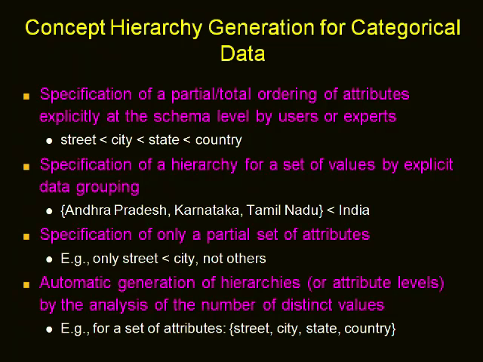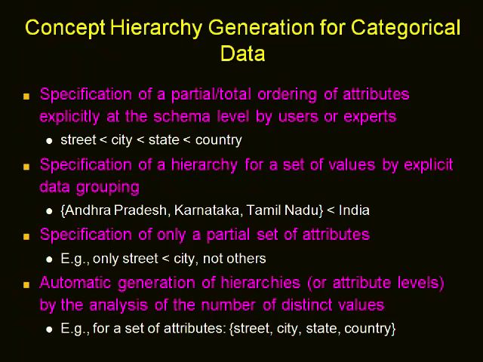The first method involves a group of attributes. The user defines a partial or total order of the attributes at the schema level. For example, the location dimension as a concept hierarchy: a set of streets makes a city, a set of cities constitutes a state, and a set of states constitutes a country. So some kind of containment relationship is used here to hierarchically organize the several street values of various cities across the states in a country.